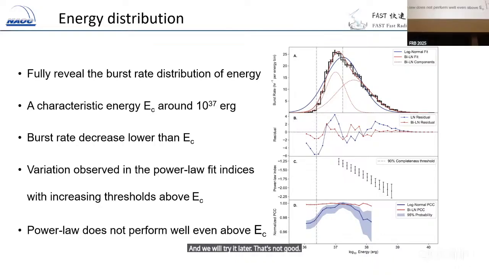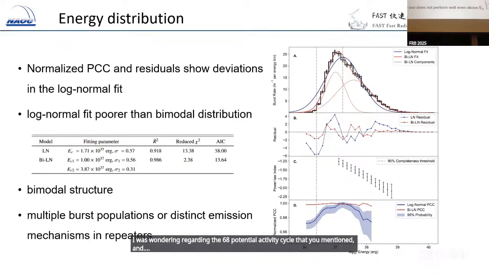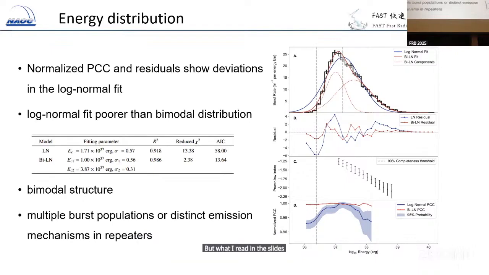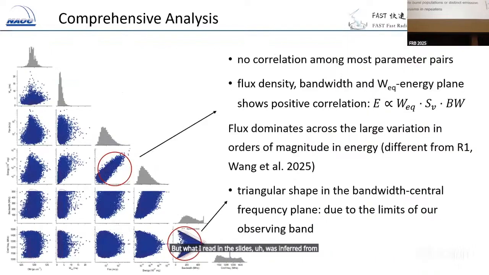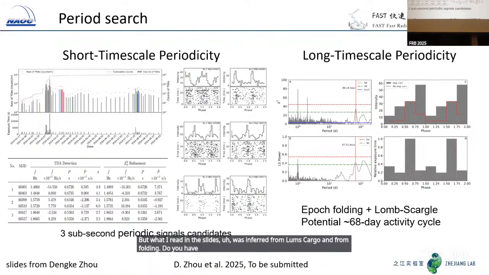Any question? Hi, I'm Marilyn Cruces from UC Chile. I was wondering regarding the 68-day potential activity cycle that you mentioned, and from what I read in the slides, it was inferred from Lomb-Scargle and from folding. Do you have those results?